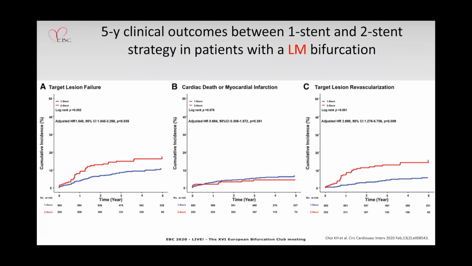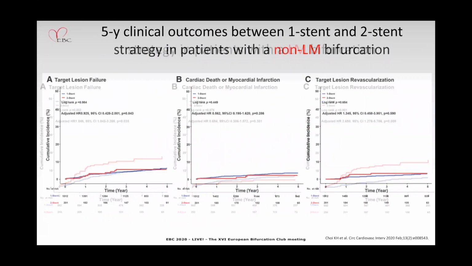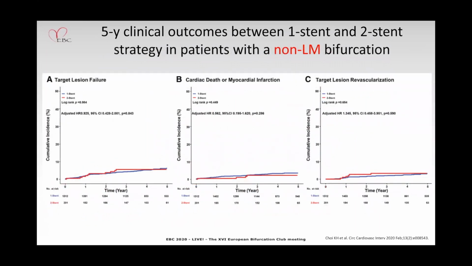So there was a clear benefit if only one stent was used, mostly driven by target lesion revascularization. No difference as for cardiovascular death or myocardial infarction. Yet for non-left main bifurcation stenting, the authors found no significant difference, neither for cardiac death, myocardial infarction, nor for target lesion revascularization.